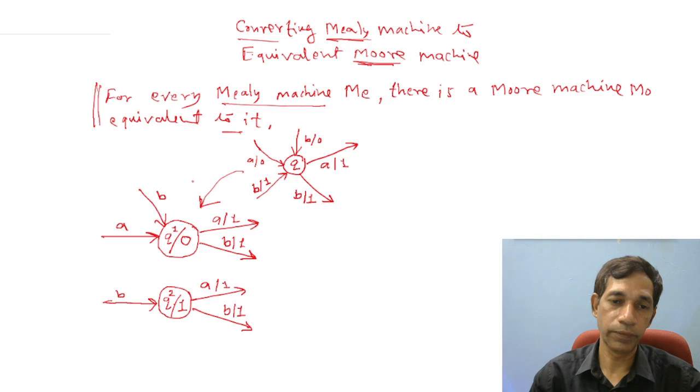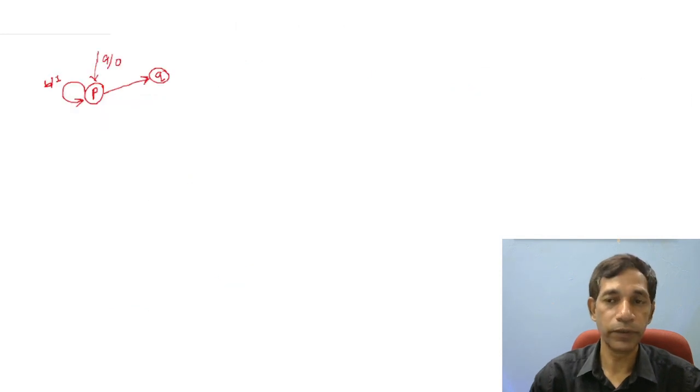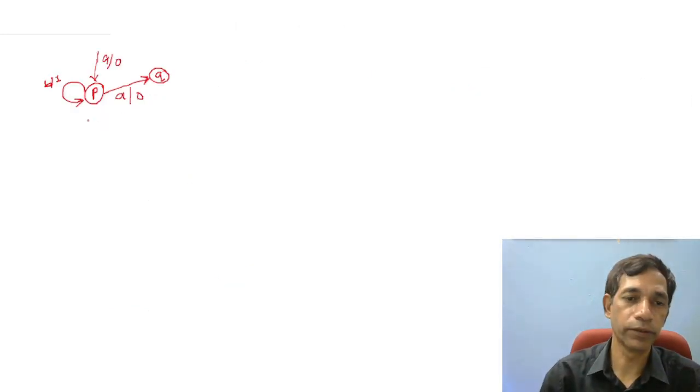So this state becomes like this. Next possibility is like this. Some state is having this, some state has a loop.